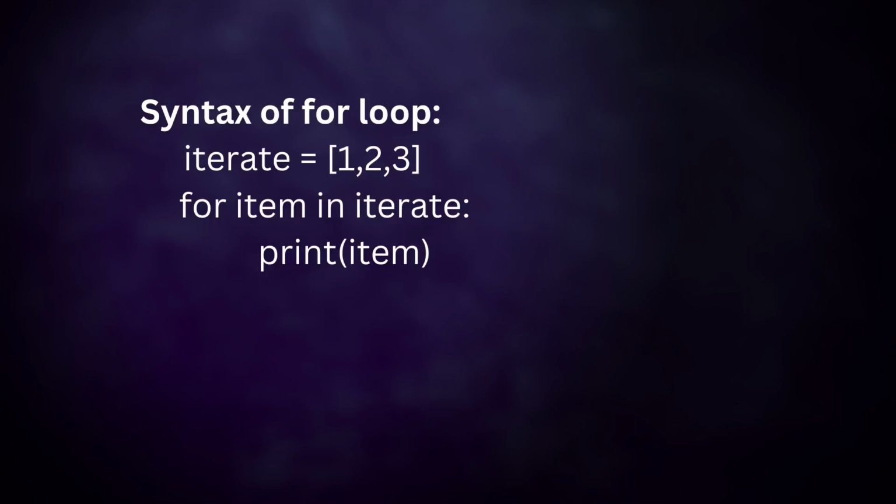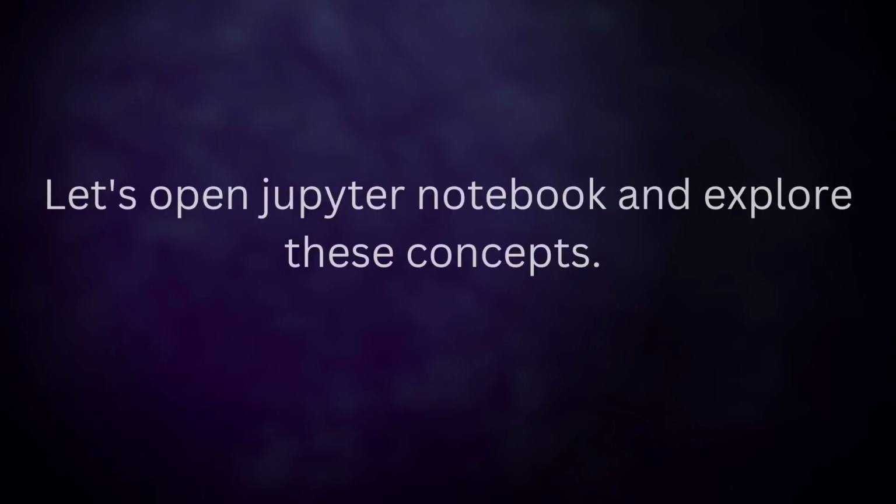Then we have a colon and then some indentation, and then finally we asked Python to print item, which will basically print the variable item that we have defined after the for keyword. Again, this is a placeholder or a variable name, so in your case you can call it whatever you want. Also, if you haven't understood anything, don't worry, I will explain everything in detail later in Jupyter Notebook. When you execute this, you will get 1, 2, 3 as an output. Okay, now let's jump to Jupyter Notebook and explore these concepts.